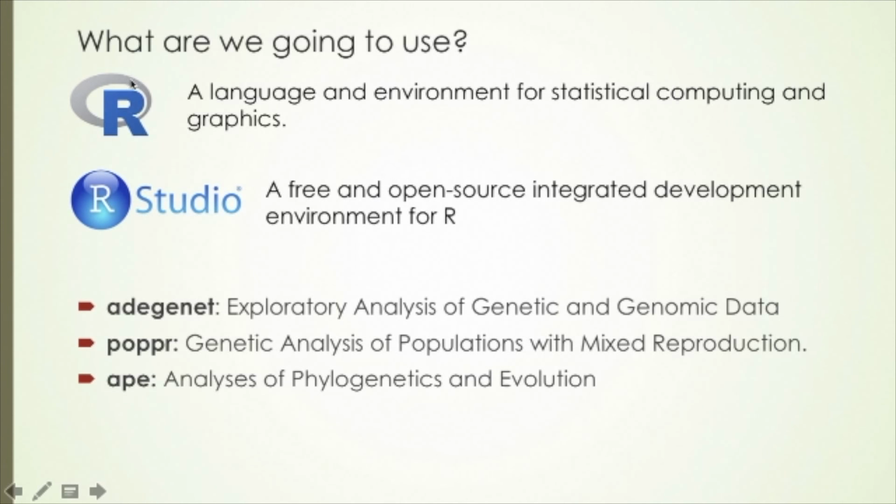Finally, we're going to use the R package adegenet, for exploratory analysis of genetic and genomic data, that we are going to use to carry out multivariate analysis of the SNP data. We're going to use the poppr package, used for genetic analysis of populations with mixed reproduction, in order to calculate genetic distances and create trees with bootstrap support, and the ape package for analysis of phylogenetics and evolution that we're going to use for reading and manipulating phylogenetic trees.